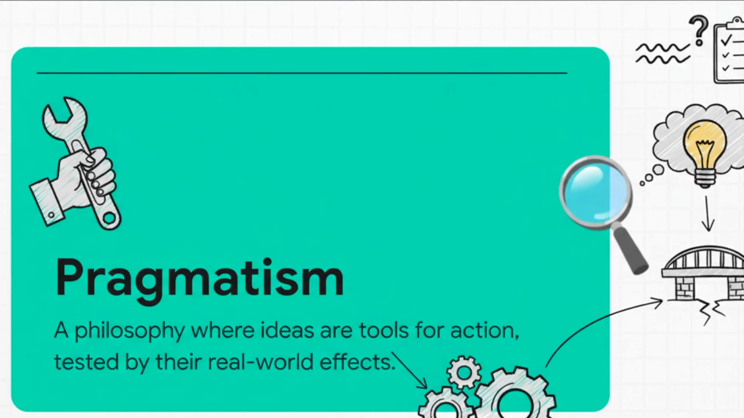So what is pragmatism anyway? Well, in a nutshell, it's a philosophy of action. It's all about what works. Pragmatists aren't that interested in finding some absolute, capital T, truth. Instead, they ask a much more practical question. Is this idea a useful tool? Does it help us solve a real problem? Right here, right now. That's the test.